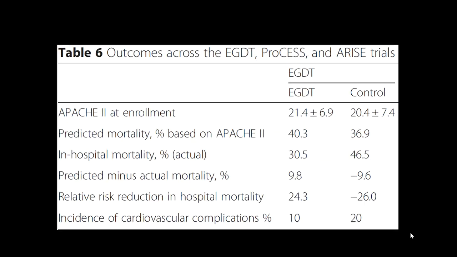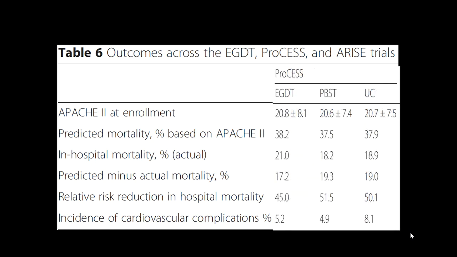Now if you look at the outcome measures, this outcome was of the reverse protocol. Apache was more or less similar, 21 versus 20 in the control group, but what they found was that the in-hospital mortality was much lower in the EGDT group, 30.5 versus 46.5, and there was an absolute mortality reduction of 9.6, so roughly 10% reduction in mortality is what they were looking at. And if you look at relative reduction, the percentage was very, very high, and that is the reason reverse protocol always said follow the early goal directed therapy.